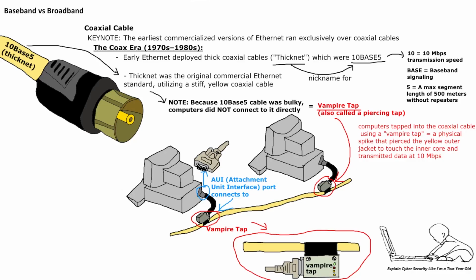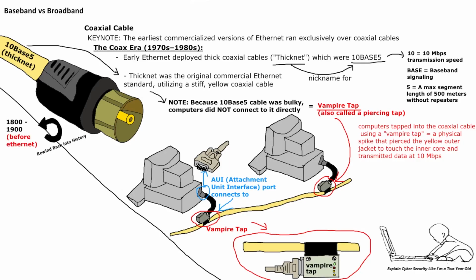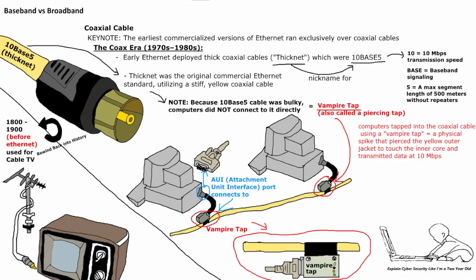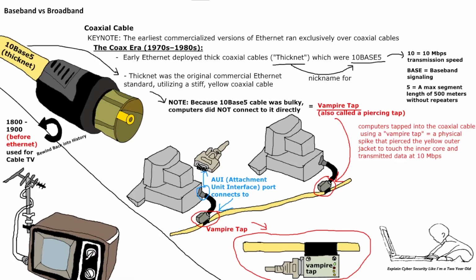Now here's another fun fact going back even further in history, because we like to give you the full context on this channel. Because you see, vampire taps were needed because coaxial cables were used long before the Ethernet, and long before computing, going back all the way to the 1800s to the 1900s, where coaxial cables were used for many things such as radio frequencies and even cable television, by connecting the coaxial cable from a satellite all the way down into your house to connect to your TV, and these things still exist today, but obviously this is where it all came about.